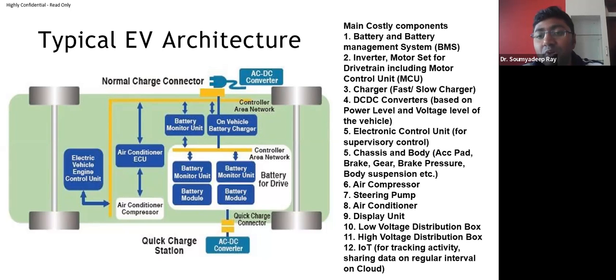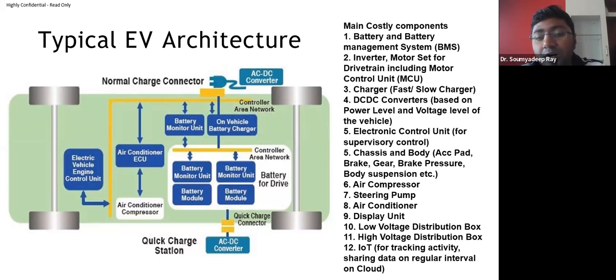Obviously the third important thing is the charger. There are 2 concepts, fast charging and slow charging. Slow charging is your onboard charging. For fast charging, how fast you can charge is based on the capability of the battery and on the grid side or charging station side, the maximum amount of power it can deliver. So these are the chargers. Number 4 is the DC-DC converters. DC-DC converters may be step-up or step-down converters, based on the voltage and power level of the vehicle.